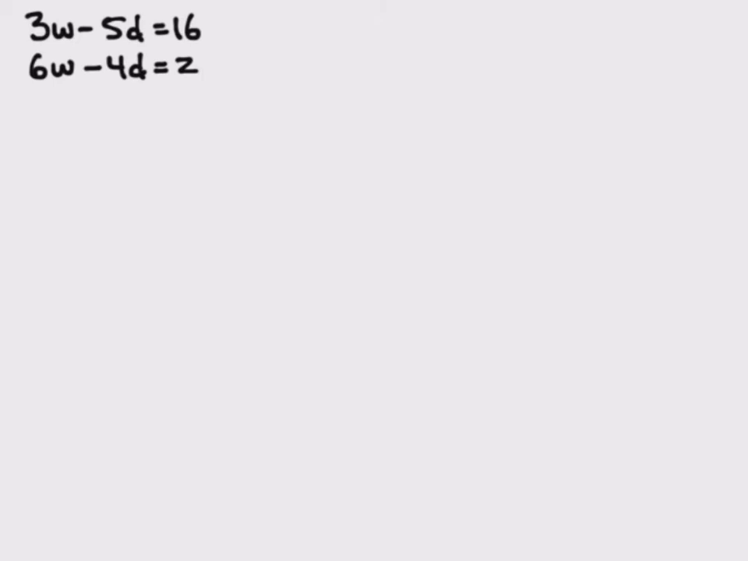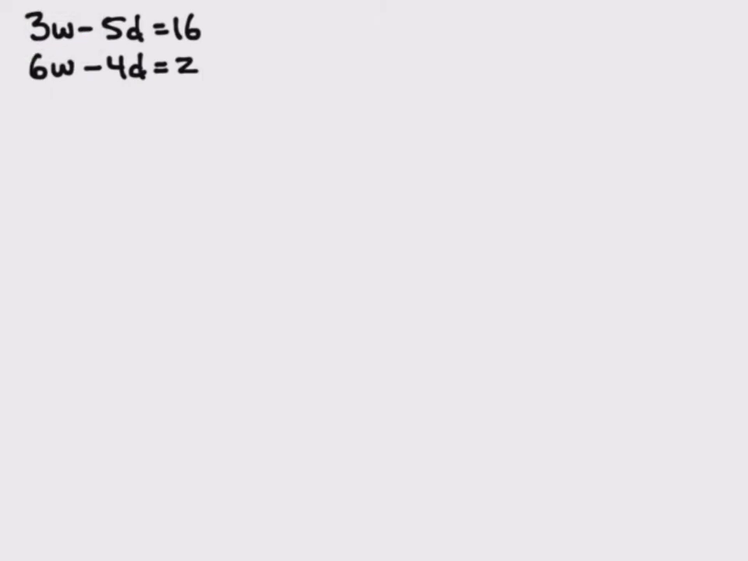Now unfortunately, we don't have any terms that are going to immediately add to 0 like last time. If we did, we'd be ready to add and everything would be groovy. Now let's just take a look at the 3w and the 6w for a moment. If this 3w were a negative 6w, we'd be home free, but we don't have one. Now is there anything we could do to make that 3w a negative 6w?